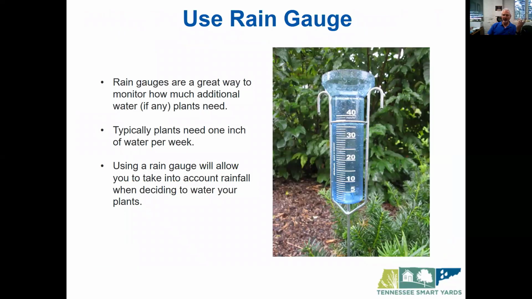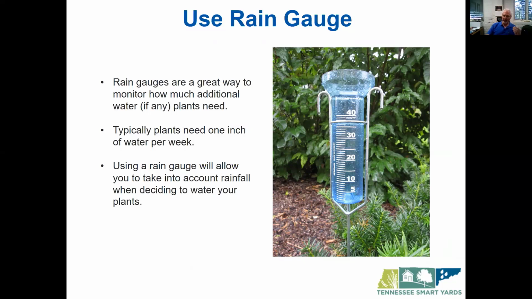A rain gauge is a simple device. You can pick these up in any home and garden center, and it's just simply measuring the depth of rain that we've received in our landscape. Now we have this notion, and it's a pretty strong notion, that plants do well if they get about an inch of water per week. An inch of water per week means that we got 1 inch of depth of water over an area. So that's really a volume.